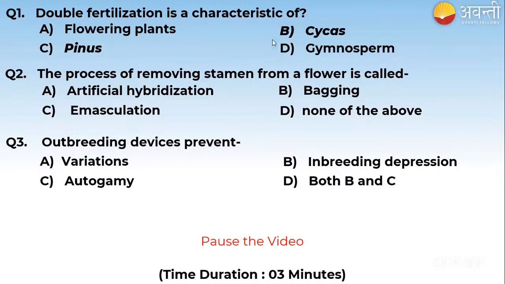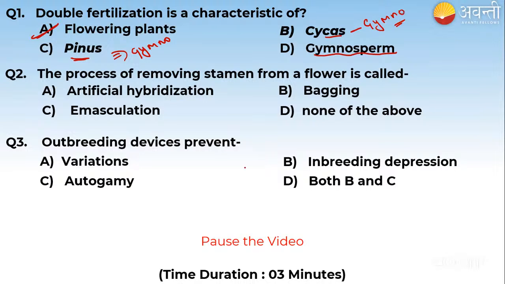Very good, Tangwan. See here, the double fertilization, now only we studied that is the characteristic of the flowering plant, right? The correct answer is A. Cycas and pinus both will come under the gymnosperm. Okay, remember, both are gymnosperm only. Cycas and the pinus.